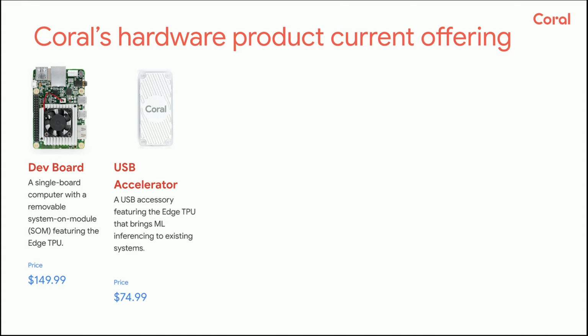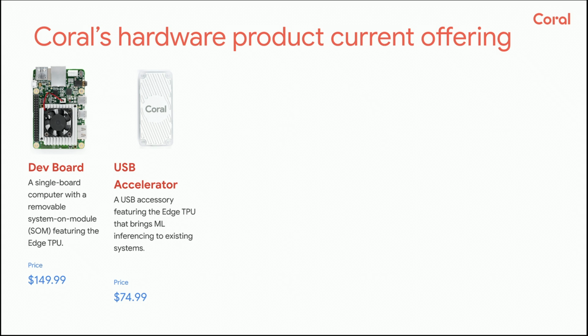The second one is a USB key, what we call the USB Accelerator. It has the Edge TPU machine learning acceleration chip right on the device. You can put this USB into any Linux machine and bring machine learning capability right onto those devices. And I have those with me, and I want to show you the relative size of them.